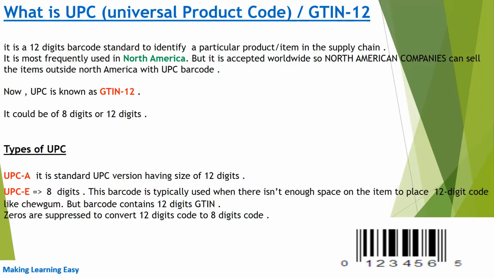There are two types of UPC based on the size of the UPC. UPC-A, which is a standard UPC version having size of 12 digits. Second is UPC-E. It is 8 digits. It is used when the size of the product is not sufficient to place 12 digits barcode, like chewing gum, pen, pencil. In this UPC-E, zeros are suppressed to convert 12 digits code to 8 digits code. You can see the barcode I have attached here, that is of 8 digit.